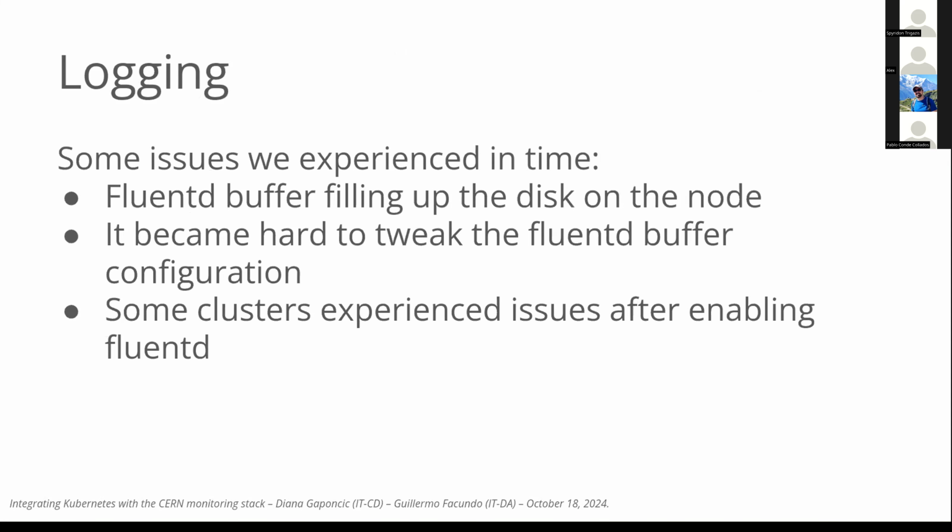But still, we were experiencing some issues with FluentD. For example, the FluentD buffer started filling up the disk on our nodes. We started trying to tweak the values of the FluentD buffer, but what was working for one use case was not working for another one. As soon as the pattern of producing logs was a bit different, our setup was not working properly. Also when we tried to enable FluentD on a few of our clusters that have a lot of logs, we started experiencing issues and instabilities in terms of network on the clusters.